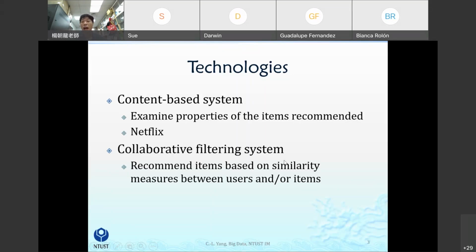And that's what we relate to as content-based. That means we talk about the items, we talk about a movie, we know the movie, what kind of actors, who the director is, all the information.